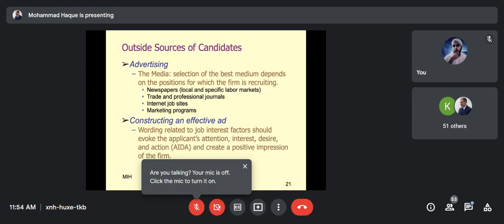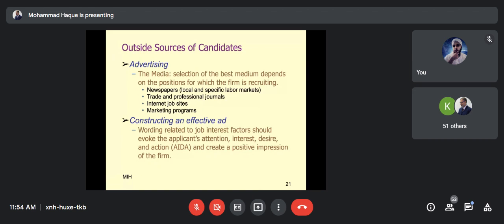Now, outside sources for candidates can be had by advertising in the media, and therefore selection of media becomes very, very important. We will ensure that the best medium depends on the positions for which the firm is recruiting. For example, we will be going for newspaper, vernacular or national or international. So we say that local and specific labor markets will be one. If it is to be on an all India basis, then national dailies will be considered. Within the national dailies, the most popular dailies will be approached.